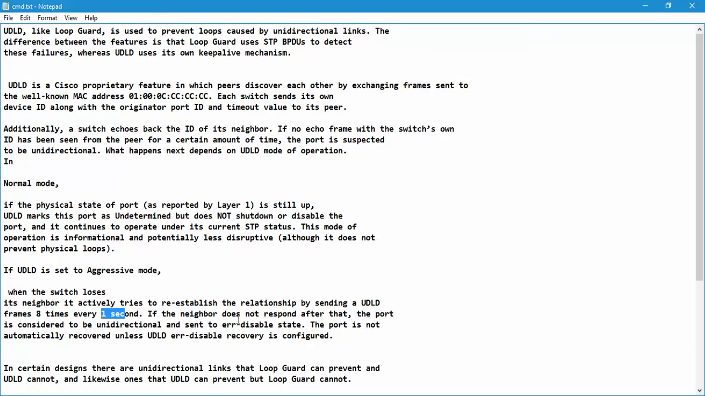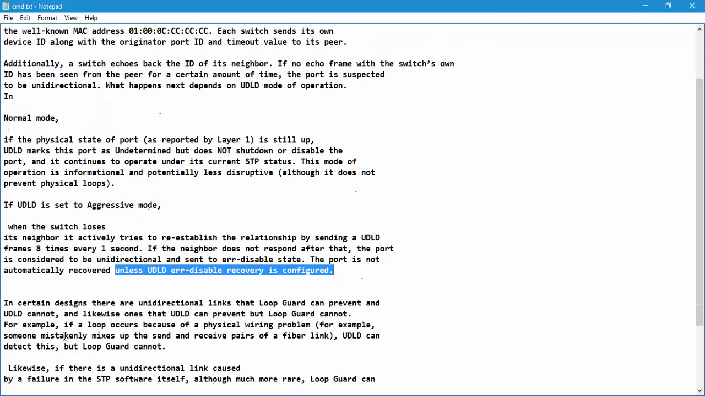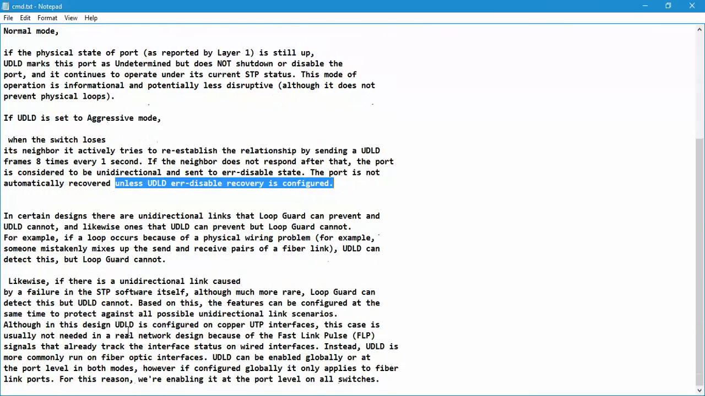If the neighbor doesn't respond after that, the port is considered to be unidirectional and sent to the error-disabled state. يبقى أنا كده في حالة شكي إن اللينك فيه unidirectional بقفل البورت وبحطها في الايرور disable على عكس النورمال مود. The port is not automatically recovered unless the UDLD error disable recovery is configured. يبقى لازم تشغل الايرور disable recovery عشان ترجع البورت لو الدنيا اشتغلت طبيعي.